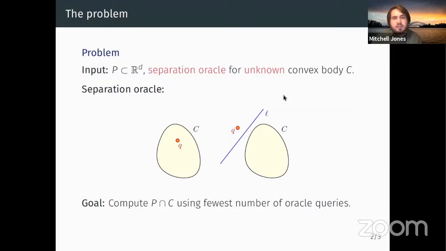If we only have access to the convex body via the separation oracle, what we would like to compute is, for every point p in my point set, whether or not it lies inside or outside the convex body. Essentially, I just want to classify these points as being either inside or outside. Here we're interested not necessarily in the running time, but in the fewest number of oracle queries needed. In our paper, we get algorithms in which the number of oracle queries depends on the structure of the input instance. So we're looking for algorithms which are instance sensitive in terms of the number of queries.